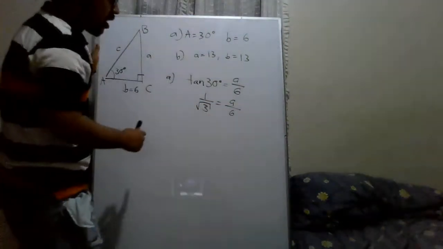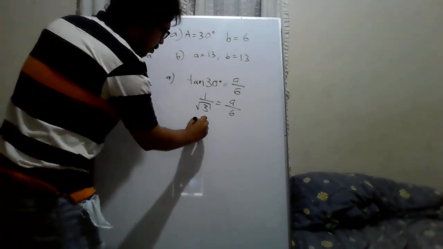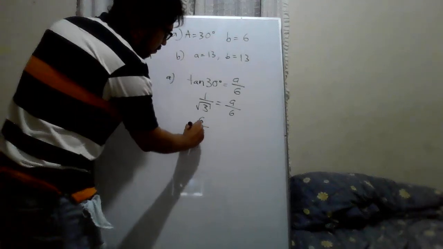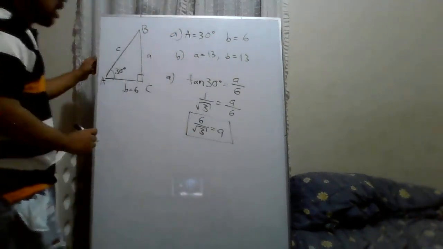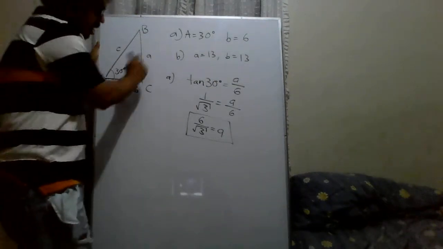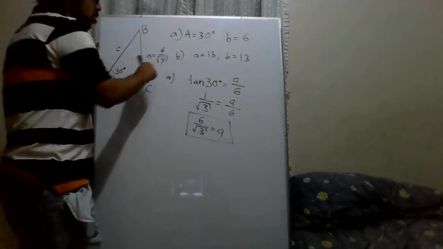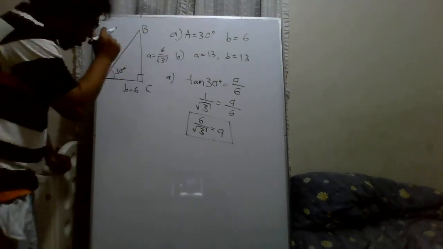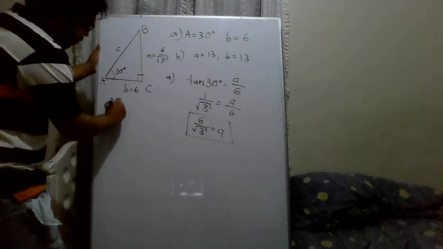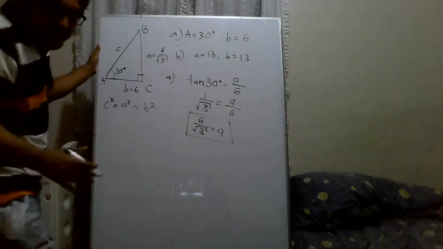And you solve for A in this equation, just passing the 6 multiplying. So you have 6 over the root of 3 equal to A. And this is the value of A, okay? And now that you have the value of B and the value of A, you can easily use these two to calculate C by the Pythagorean theorem, yes? So C squared is equal to A squared plus B squared. This is a very easy calculation.